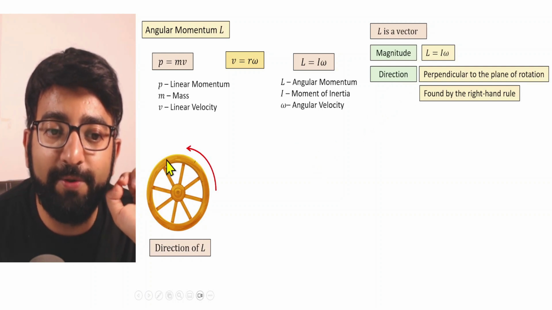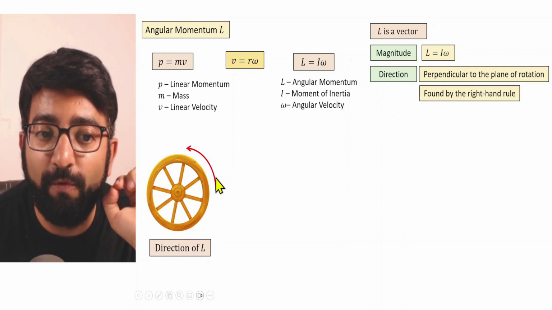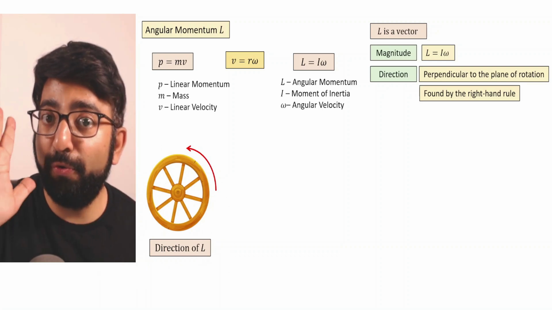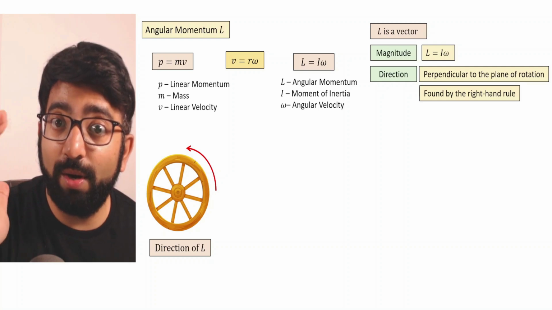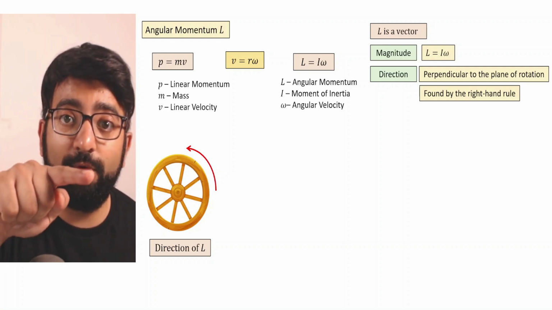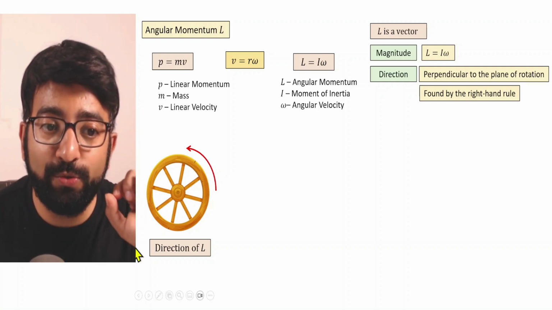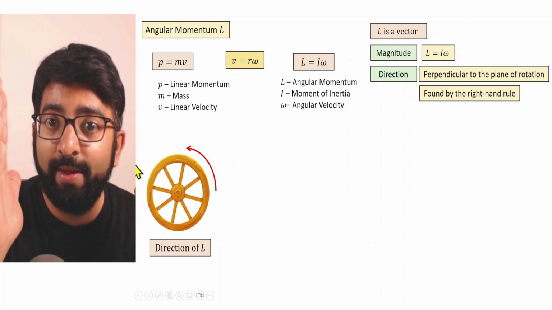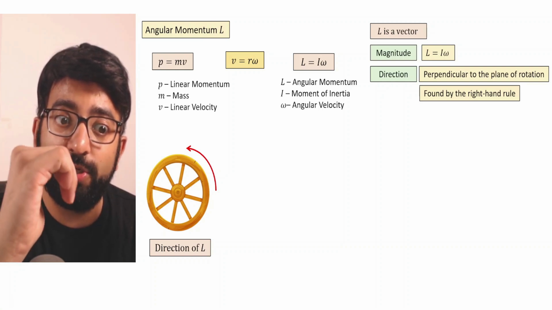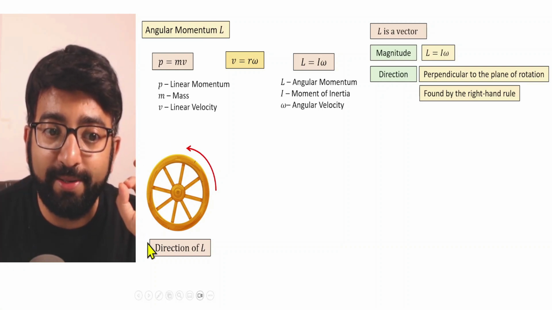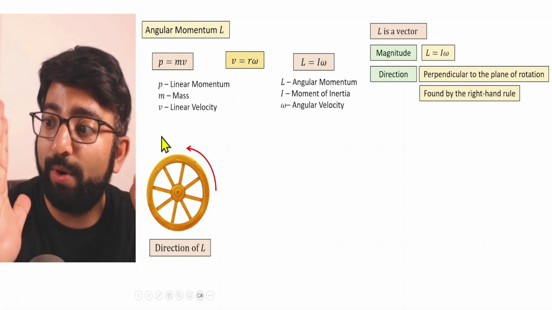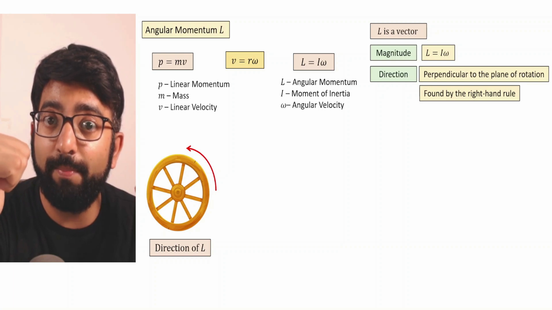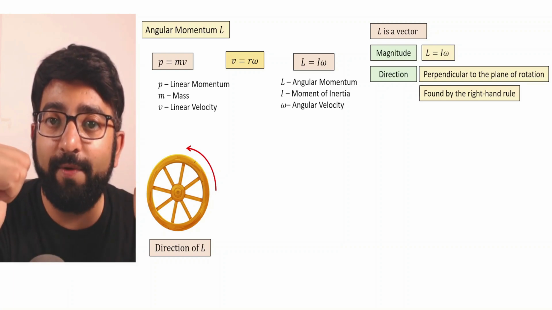On the bottom left, you can see we have a wheel which is moving in an anti-clockwise direction. How to find the direction of L? We are going to use the right hand. So we are going to curl the fingers in the direction of rotation of this wheel. This wheel is rotating in an anti-clockwise direction, so imagine the right hand and let's curl in the direction of the wheel, curling the fingers in the anti-clockwise direction. So the thumb will give the direction of angular momentum.